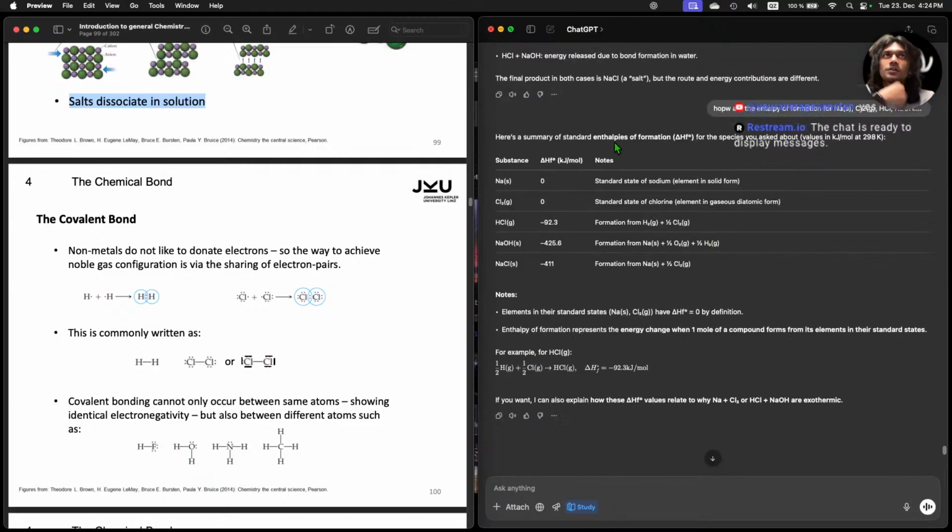Here's a summary of standard enthalpy of formation for the species you asked for. Oh yeah, these are like, okay. Standard state, yeah. Minus 92, minus 425.